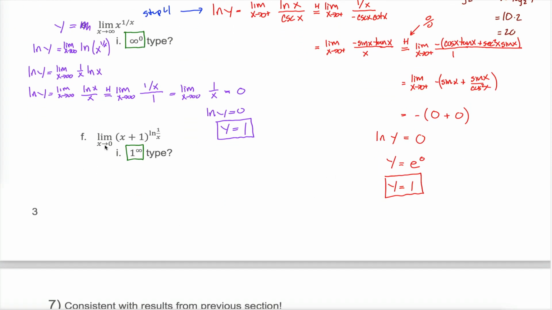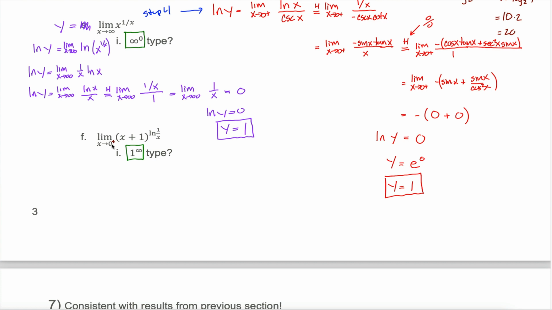Let's do one more. The limit as x approaches 0 of x plus 1 raised up to the natural log of 1 over x power. Technically, I should consider this from the right side. You don't really need to worry about this, but if x is slightly negative, then I'm taking the natural log of a negative number here, which is undefined. So technically, to make this question make sense, I should consider the limit from the right.